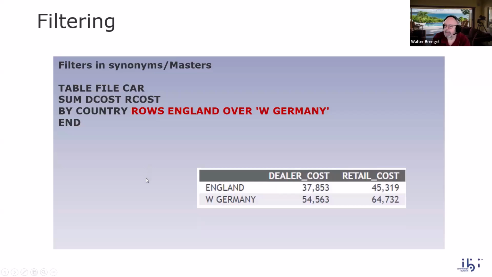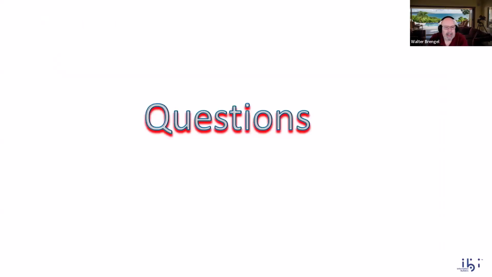So here I'm using rows over. I'm doing sum dealer cost, retail cost by country, rows England over West Germany. Because I'm using rows over, only the values you explicitly mention in the rows over will show up in the output. So this is an implied where condition. Okay, and that's all that I have here.